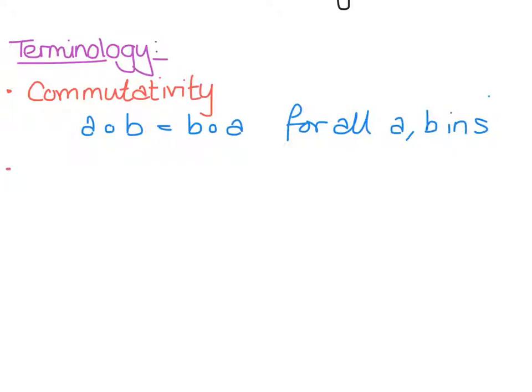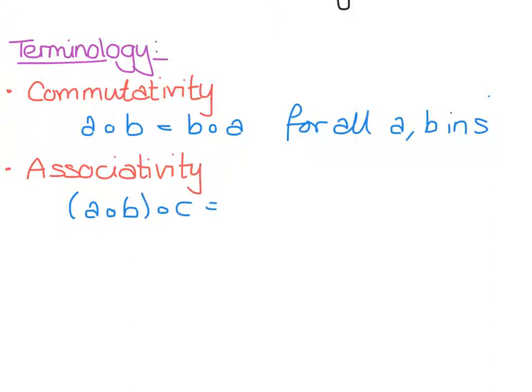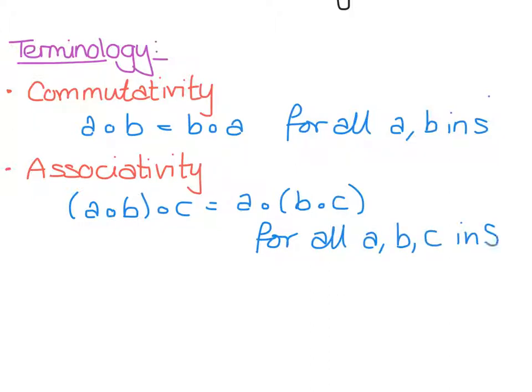Next, let's look at associativity. A binary operation on a set S is associative if the binary operation applied to A and B and then applied to C is the same as the binary operation applied to B and C and then A. And this needs to hold true for all A, B and C in S. If this does not hold true, then the set S is not associative.